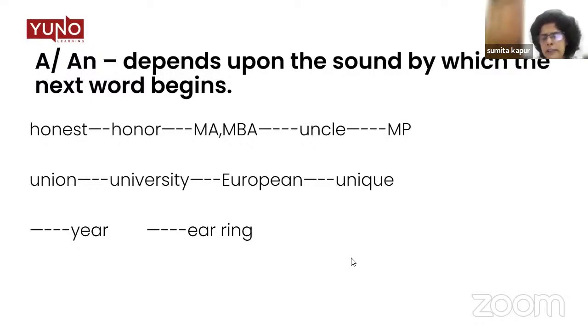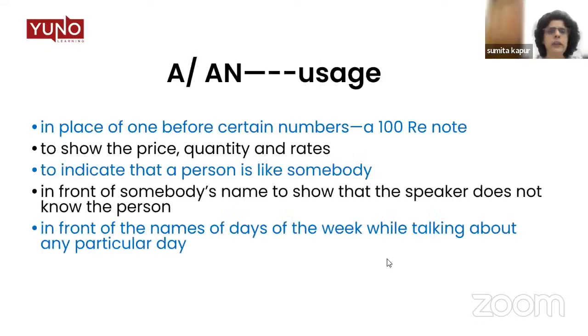Okay, so in this particular slide, what did we talk about? We spoke about the usage: where do we use a and where do we use an? Now we talk about a little more complex usage. Where do we use a or an? It is used in place of one or before certain numbers, like: I gave him a 100 rupee note.